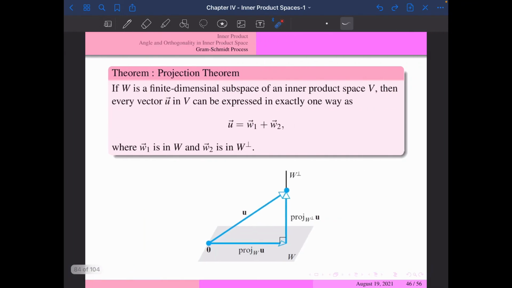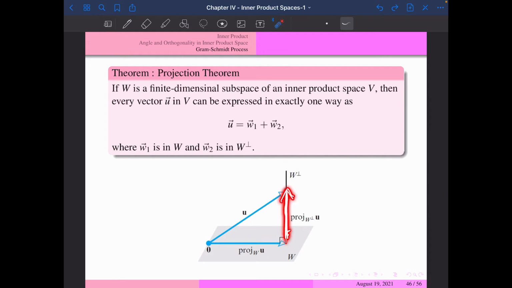From this theorem, we can draw a picture like this. This is the vector u, right? If we let the plane be the subspace W, we project the vector u on W here. And we can find this vector, the vector that is orthogonal to the projection of u on W. This one, the red one, is the vector in W perp. So this is a picture for this theorem.